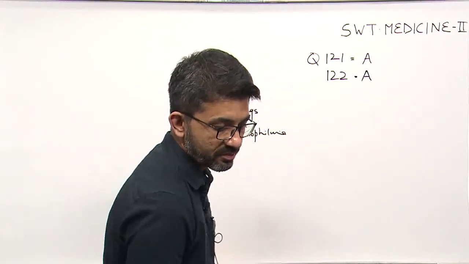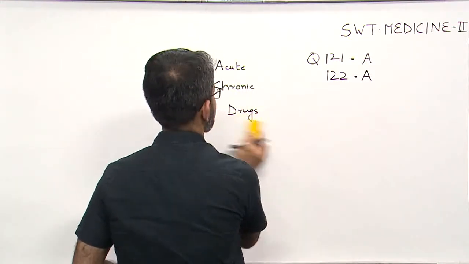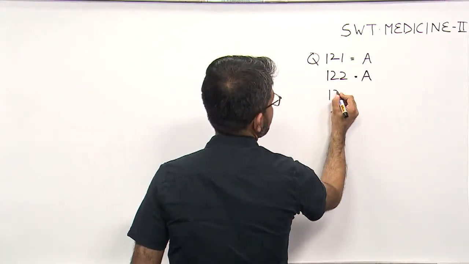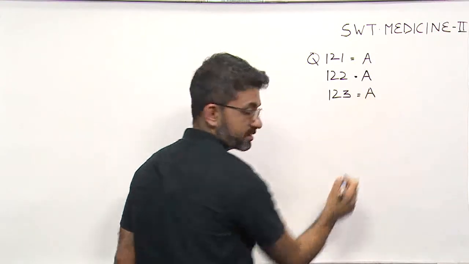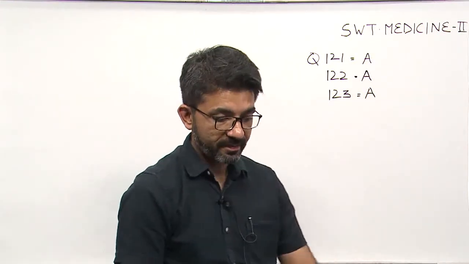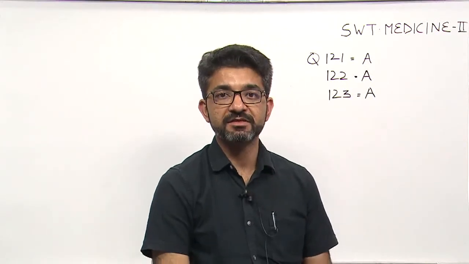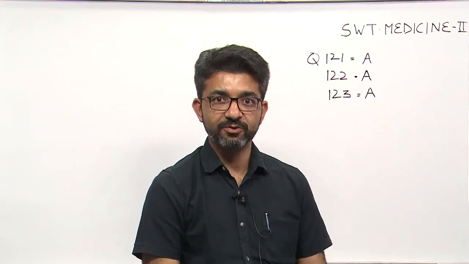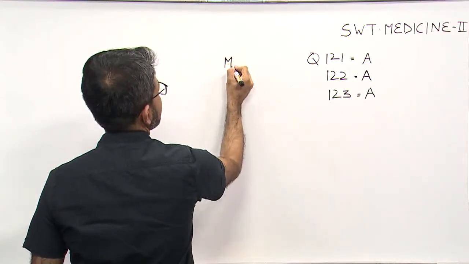Next question is question number 123. Answer is A, that is E. coli. HUS is caused by E. coli. It is a characteristic of E. coli infection, and the manifestation is microangiopathic hemolytic anemia, that is MAHA.